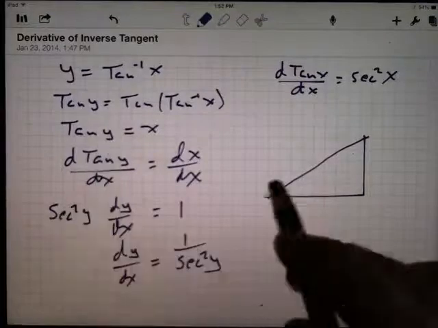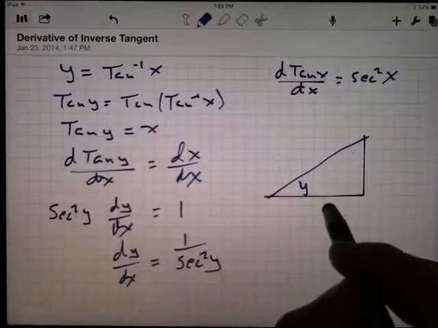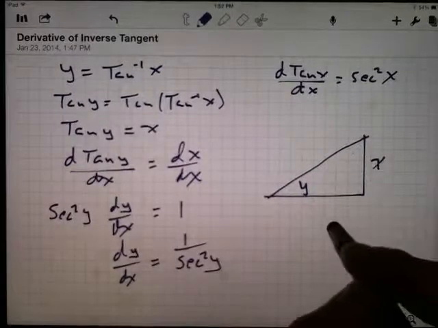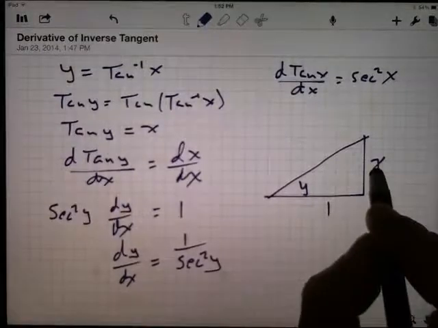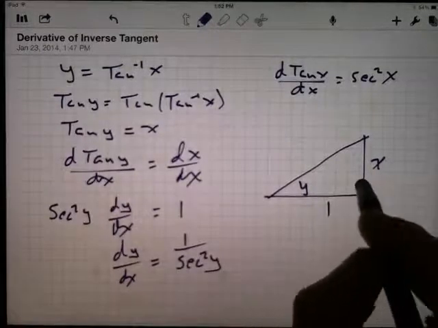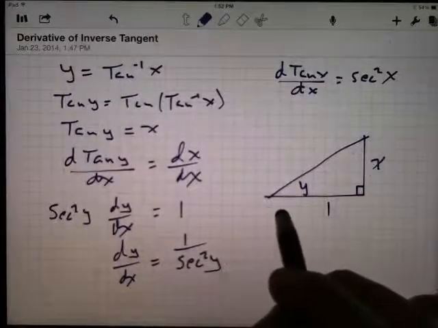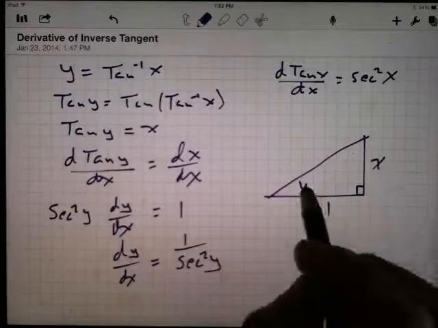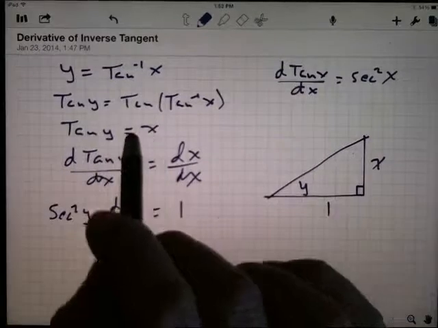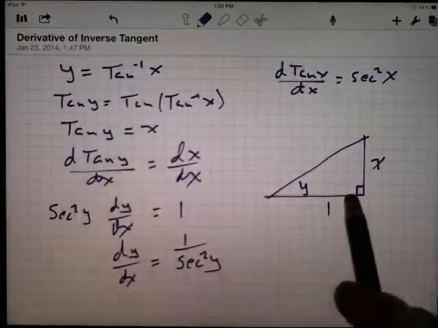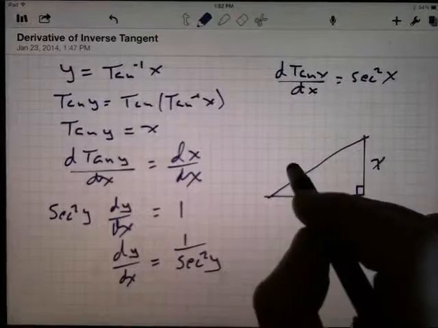Y is an angle here, and the tangent of y is equal to x. Well, tangent is the opposite side over the adjacent side. So I make the opposite side x, the adjacent side 1, and make that a right angle, of course. Then what I have here is a triangle that shows the same relationship between my two variables, x and y, as either one of those equations. Tangent of y is equal to x. Y is the angle whose tangent is x. Right? But because I have two sides of a right triangle now, I can get the third side by Pythagoras.